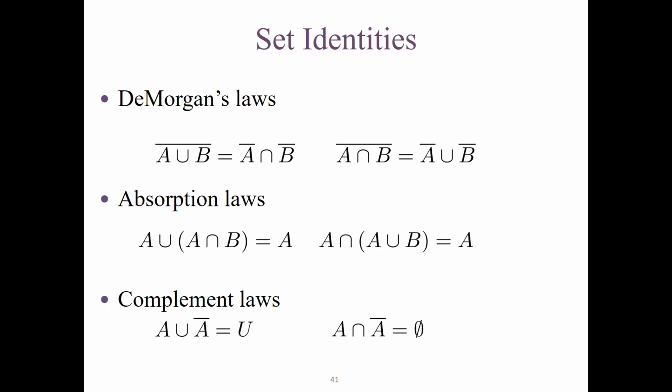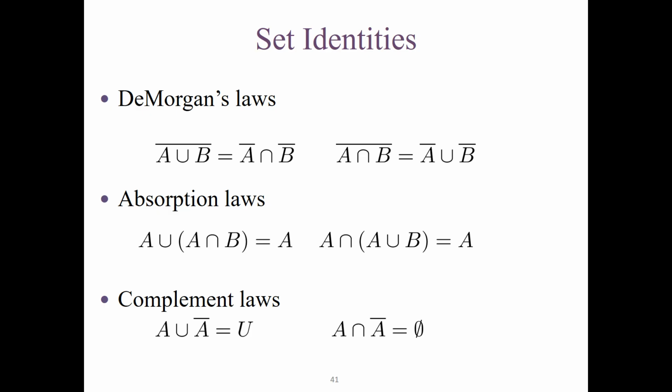Okay, therefore, our absorption laws: A union (A intersect B), the result will be A. Based on the Venn diagram, the absorption laws are really easy, because once we have A intersect B, we can see the intersect, the overlapping area. If we union the overlapping area with A, the result is still A. It is a little bit difficult to explain absorption laws in propositional logic, but it becomes easier with the Venn diagram.